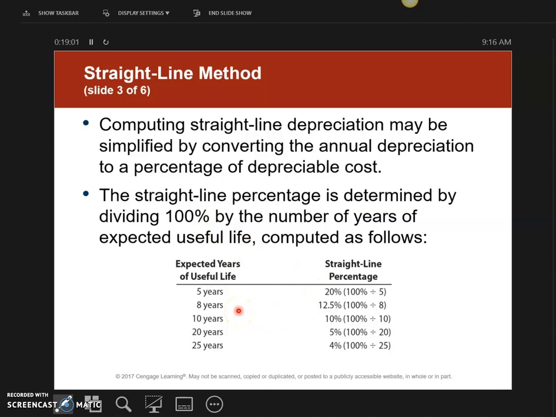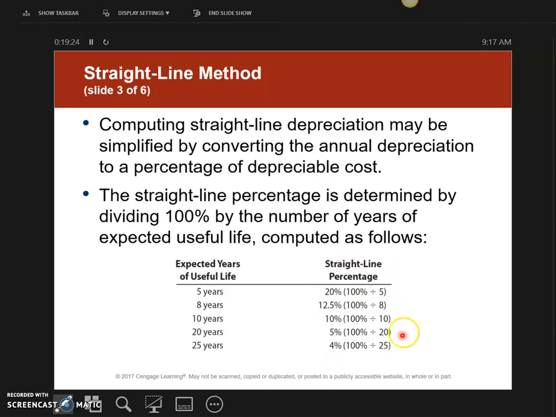100% divided by 8 years is 12.5%. So just by knowing the years here will tell you immediately what the percents are. If I was doing 4 years, immediately you know it's 25%. So this is a percent of the straight line. This is how I'm going to calculate the depreciation.